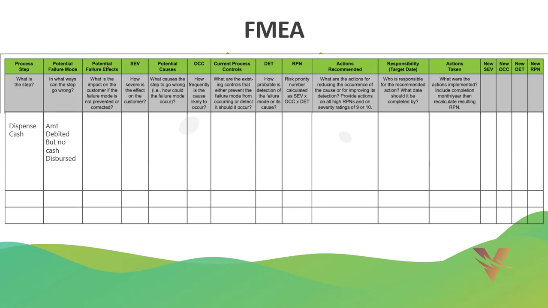Next is potential failure effects, in the sense what is the impact on the customer if the failure mode is not prevented or corrected. Obviously, if someone tries to withdraw money from an ATM and doesn't get the amount but his money is withdrawn from his account, then obviously anyone will be disappointed. Similarly, the customers are dissatisfied here.